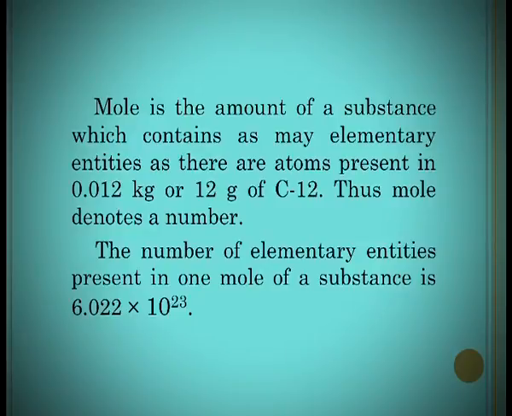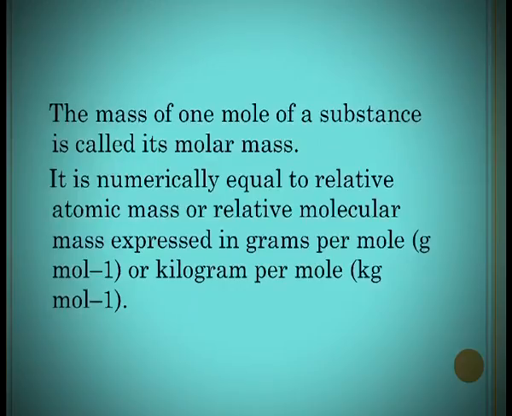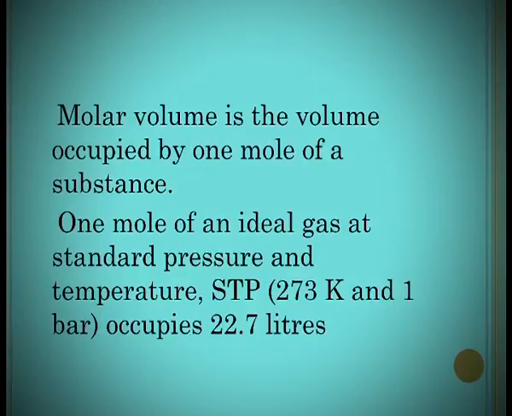Thus, mole denotes a number. The number of elementary entities present in 1 mole of a substance is 6.022 into 10 to the power 23. The mass of 1 mole of a substance is called its molar mass. It is numerically equal to relative atomic mass or relative molecular mass expressed in grams per mole or kilogram per mole. Molar volume is the volume occupied by 1 mole of a substance. 1 mole of an ideal gas at standard pressure and temperature, that is STP, 273 K and 1 bar, occupies 22.7 liters. Thank you.